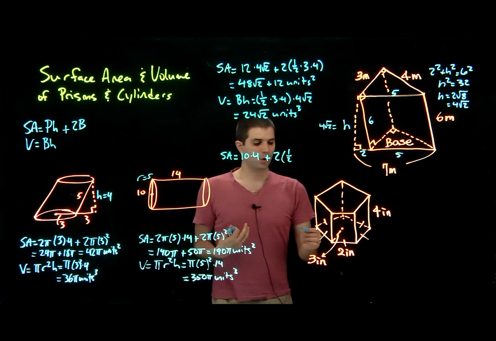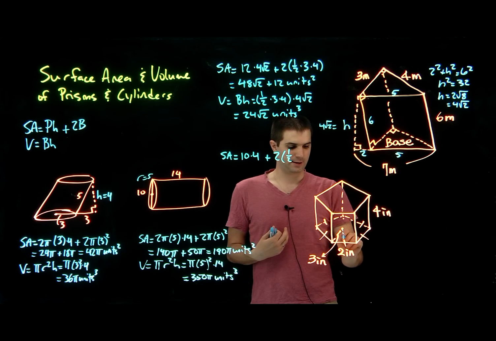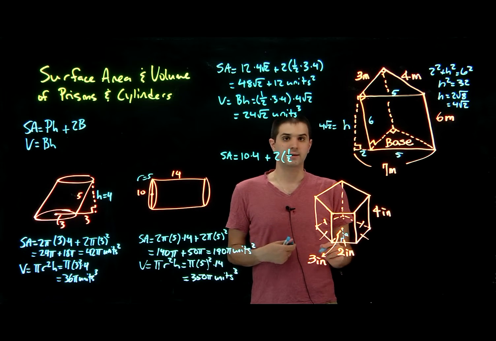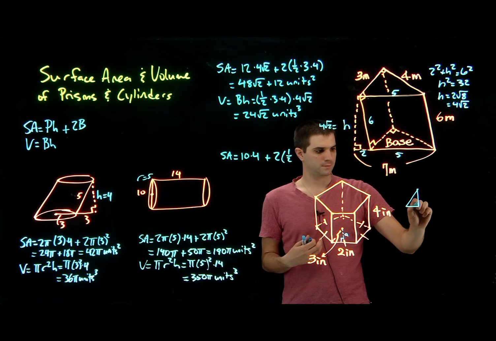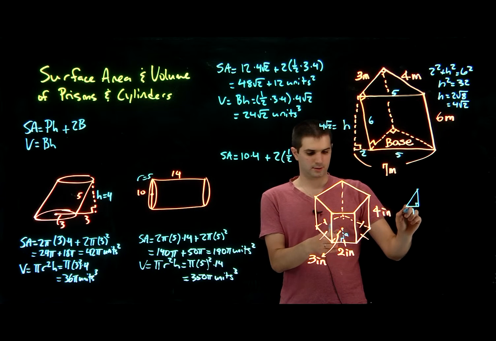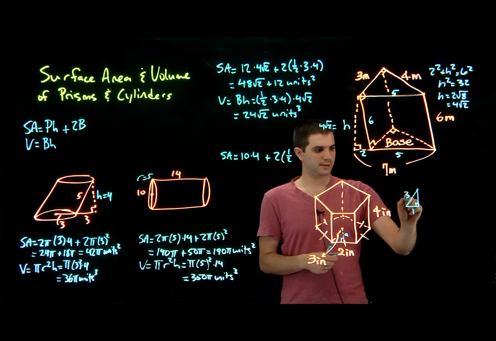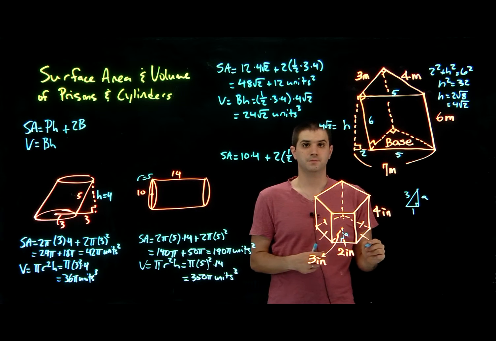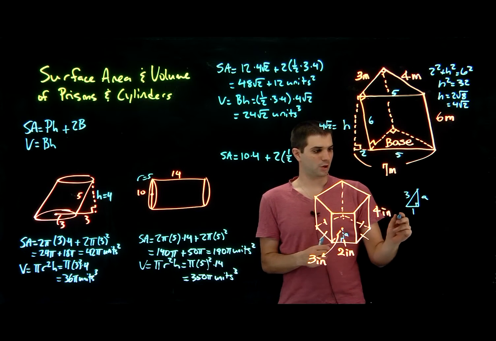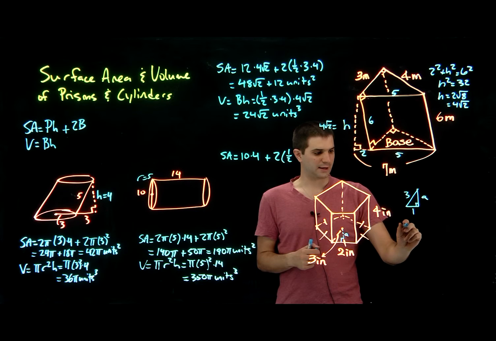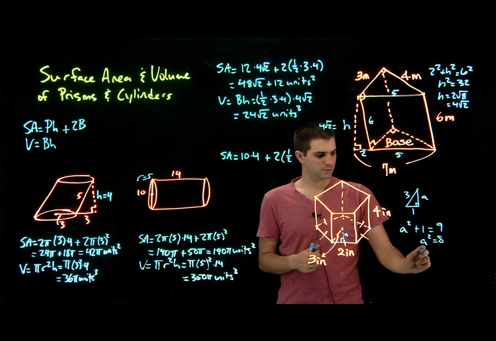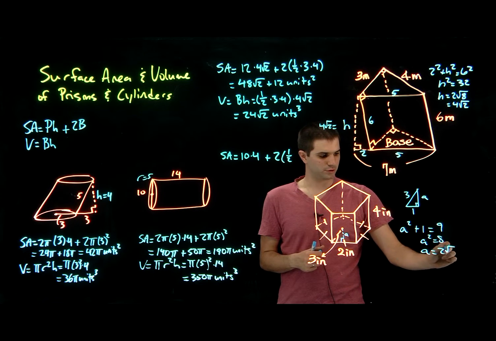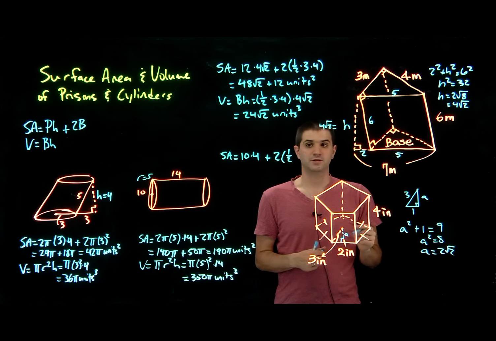So AP, we don't know what the apothem is. The apothem is going to be right here. So that's A. So we have to figure this out again. We have a triangle. Okay, this is going to be 1. This will be 3 and A. Okay. So doing Pythagorean Theorem, a squared plus 1 equals 9. A squared equals 8. So A equals 2 root 2. Okay, so the apothem is 2 root 2.